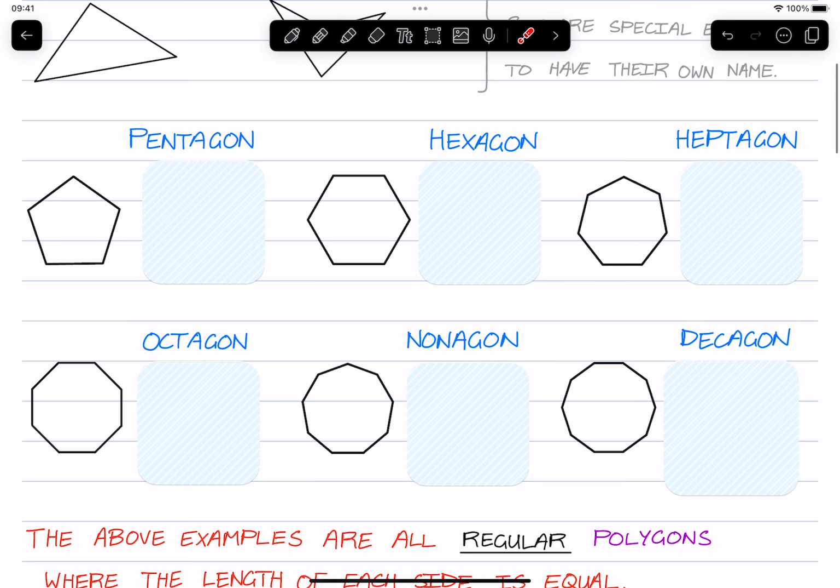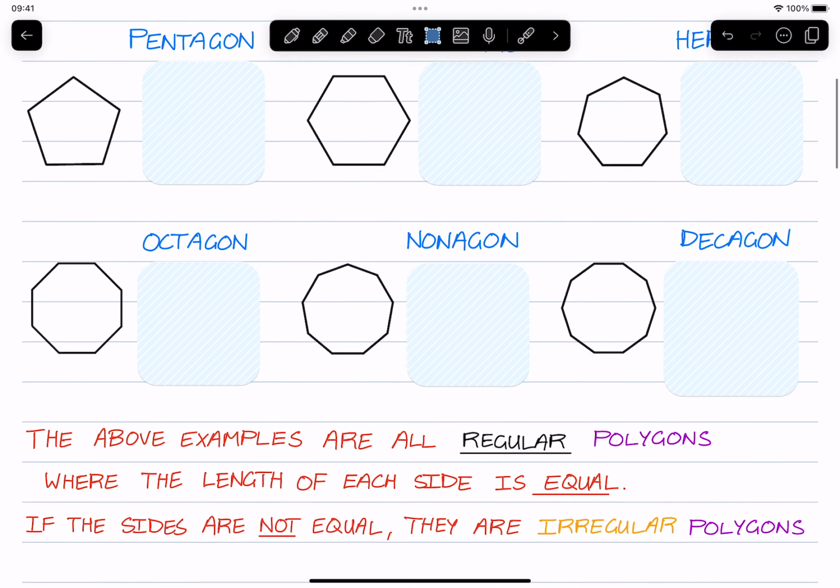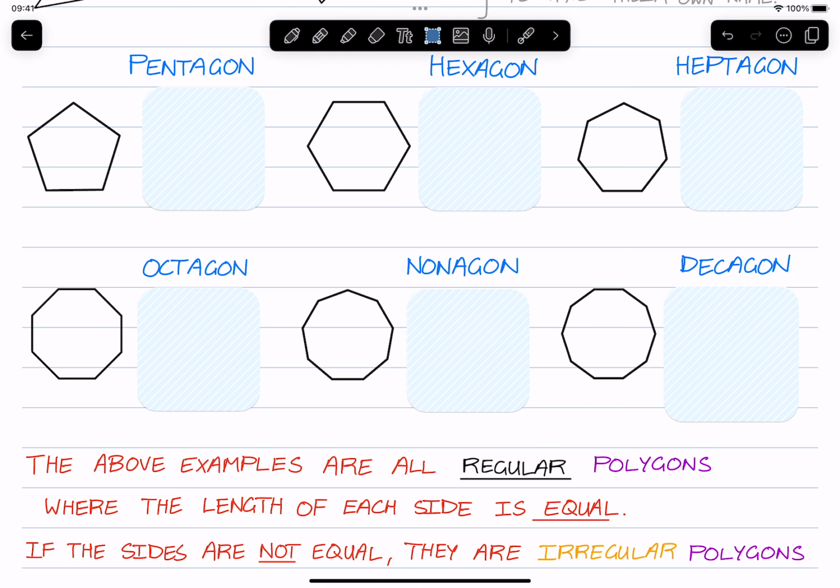So I've drawn these as best I could so that the sides of each of these polygons are exactly the same. So these more correctly are, this is a regular pentagon, regular hexagon, regular heptagon, etc. But if the sides are not equal, they are irregular polygons.